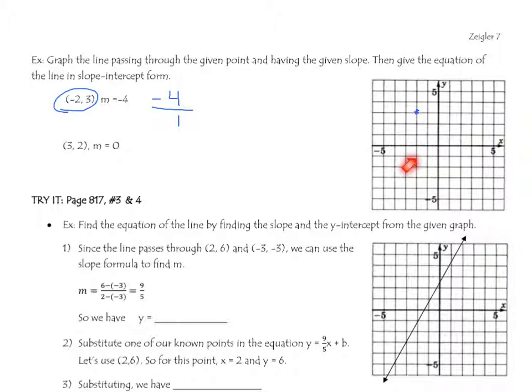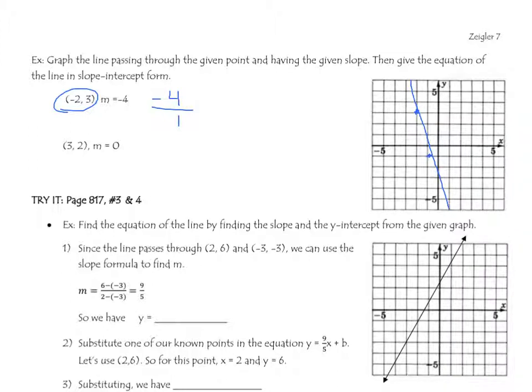And then we look at our denominator and we run 1, and we run in a positive direction because the denominator is positive. So that's where we plot our next point, right here. Okay, now all we have to do to graph our line is to connect those points, and we'll pretend that connects them.